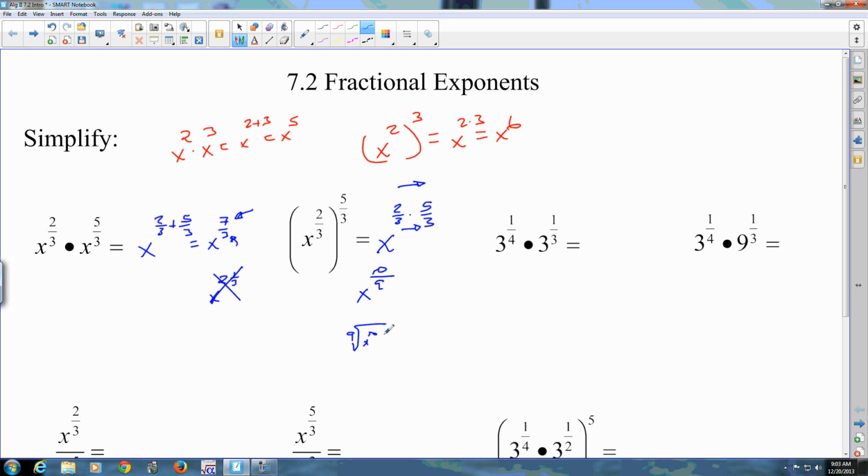Okay? Why these are jumping like that, I'm not so sure. X to the 10th. Yeah, it's closing. X to the 10th. Okay? Cube root of 9. Or cube root of that. Okay, there we go. All right.